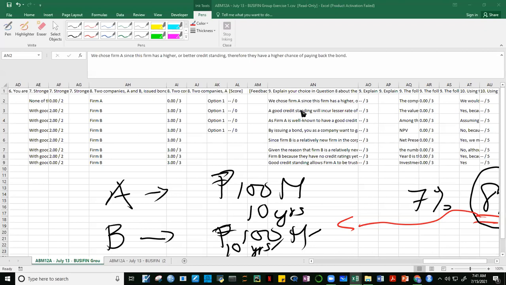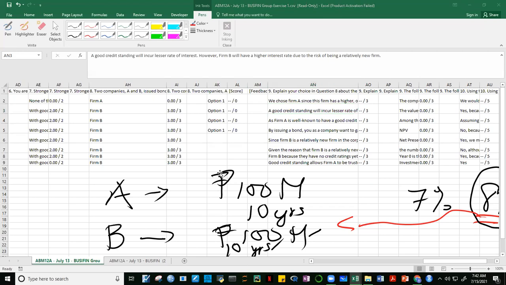So let's take a look at another answer. A good credit standing will incur lesser rate of interest. However, firm B will have a higher interest rate due to the risk of being a relatively new firm. Okay, naman, okay yung thought behind this. But the answer, guys, is ililink natin sa principle ng finance, yung risk and return. So, ano nga ba yung risk and return? The higher the assumed risk, the higher is the required return.